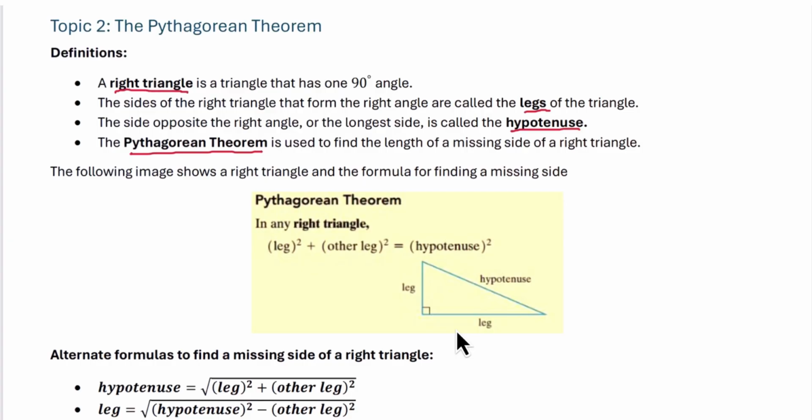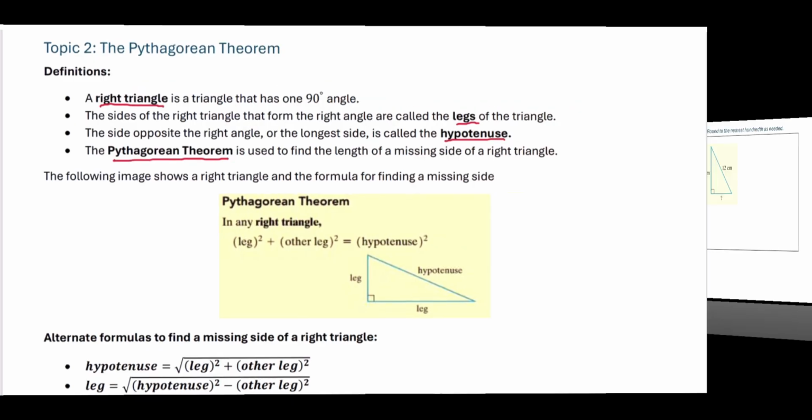The Pythagorean theorem states the length of one leg squared plus the length of the other leg squared is equal to the length of the hypotenuse squared. Two alternate formulas that we can use for finding the sides of a right triangle are given here. The hypotenuse is the square root of one leg squared plus the other leg squared. Or if we're trying to find the legs, one of the legs is the square root of the hypotenuse squared minus the other leg squared.